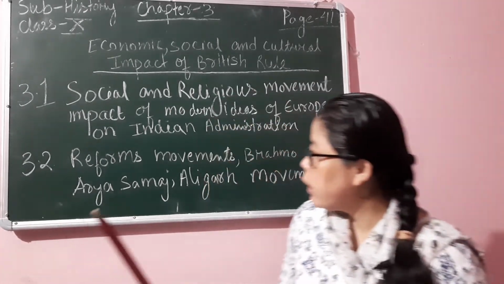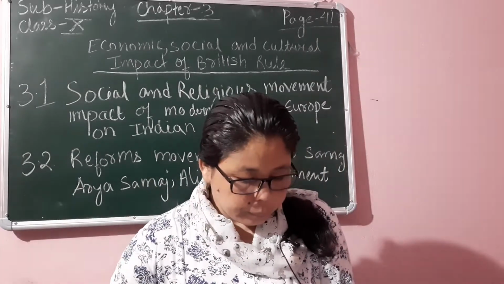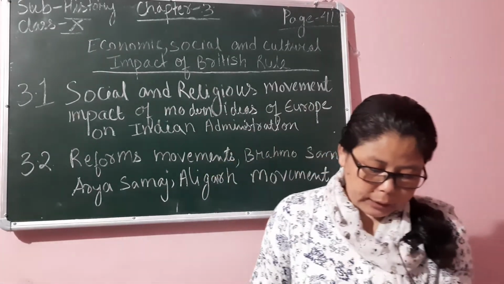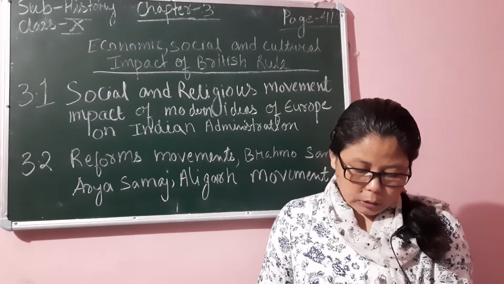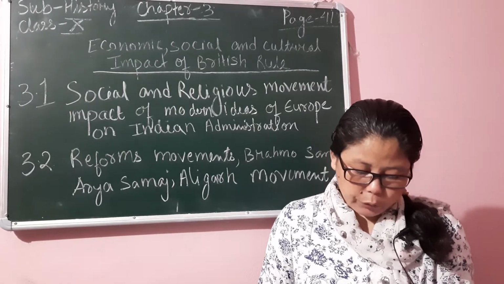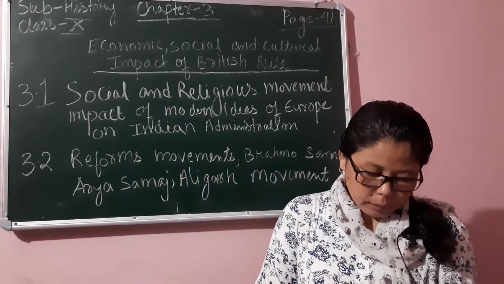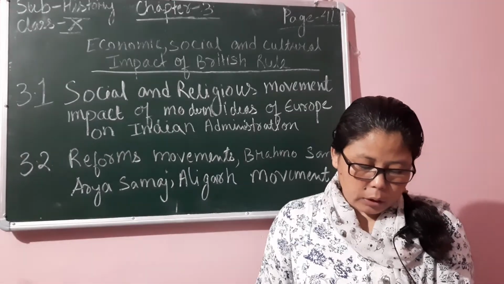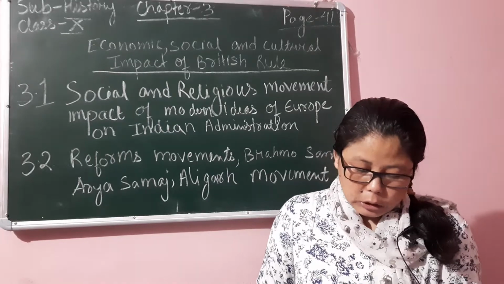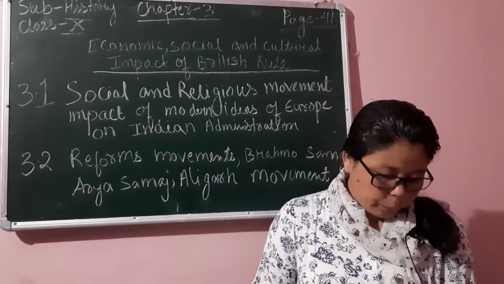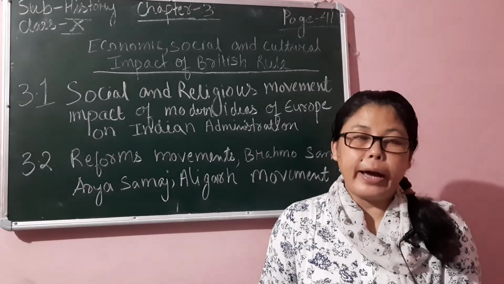The next topic is reform movements: Brahmo Samaj, Arya Samaj, Aligarh movement. With the Brahmo Samaj, Western thought and culture made an impact on the Indian mind and culture, and a social and cultural movement started. The religious and social reform movement in the 19th century followed three main streams.